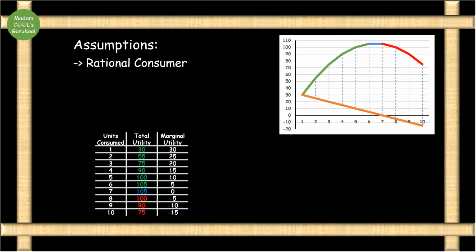One is the consumer has to be rational, should be able to make logical decisions and preferences, and also the product consumed should not be something the consumer is addicted to or something highly attached to. It should be a neutral product and the consumer should be rational.